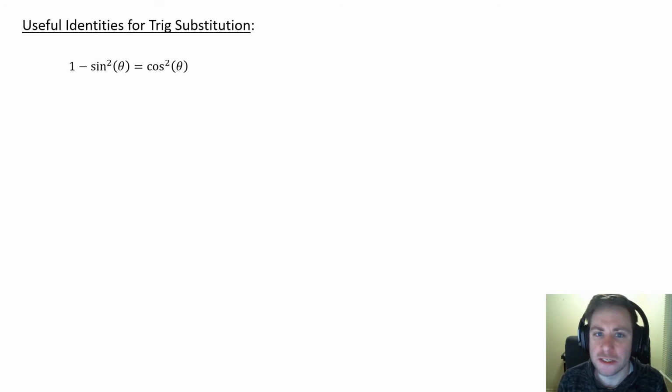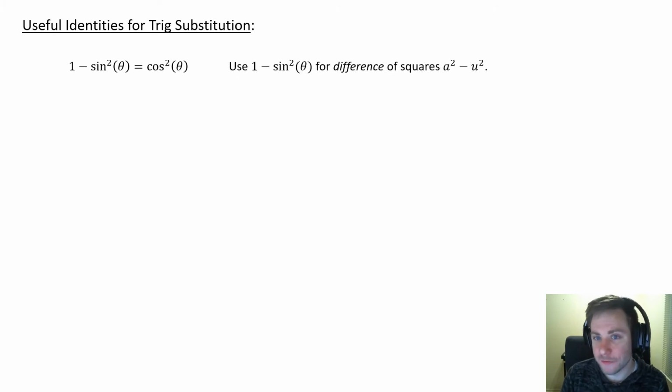Now, in our motivating example, we made use of this particular trig identity because it closely matched the difference of squares that we saw in our integral. 1 minus sine squared was a close match for 1 minus x squared. And in general, it would be a close match for any difference of squares as long as it's of the form a squared minus u squared, where a is a constant and u is a variable. So anywhere you see a difference of squares of that form, the method we just used might be applicable.